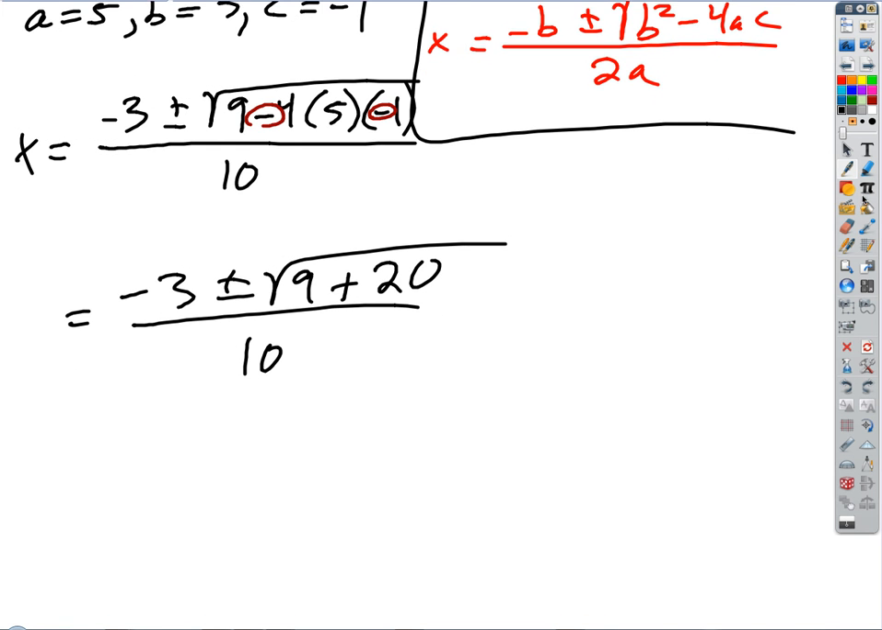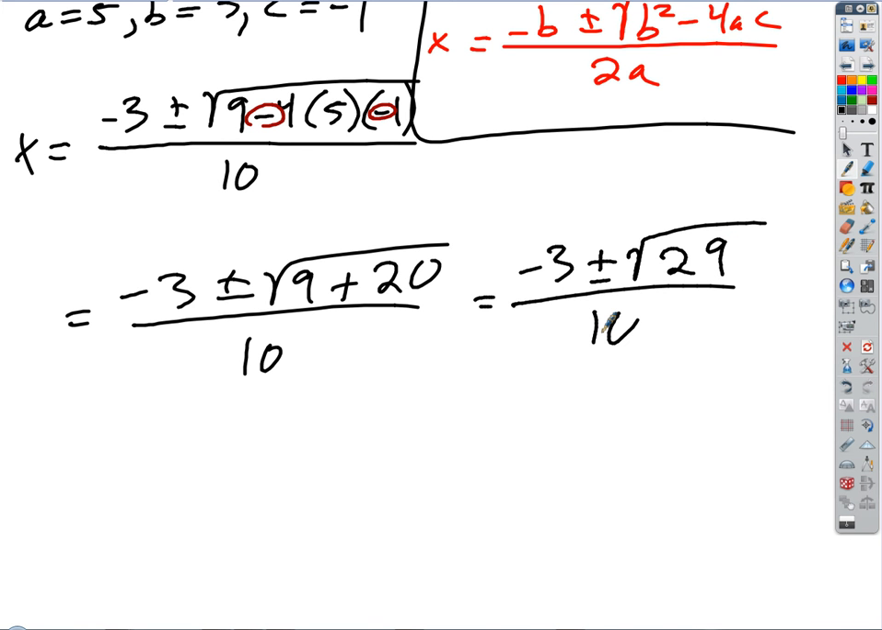And so we just end up with negative 3 plus or minus the square root of 9 plus 20, which is 29, all over 10. There's really not much to do in this case. There are some things that could happen here. I could get a number under the radical that I can simplify. Maybe I get the square root of 50, that I could write as 5 times the square root of 2. This time I can't. 29 is prime. So this time I'm just stuck with it the way it is.